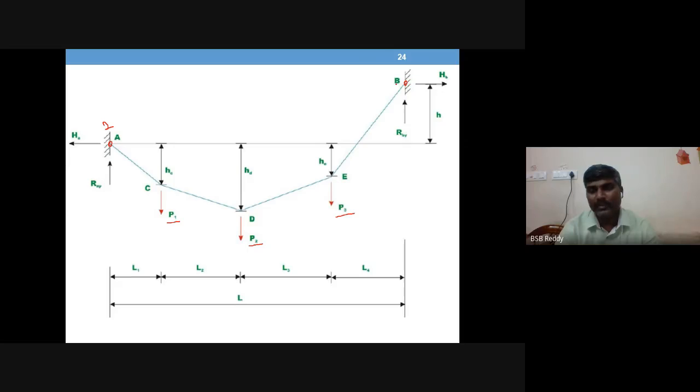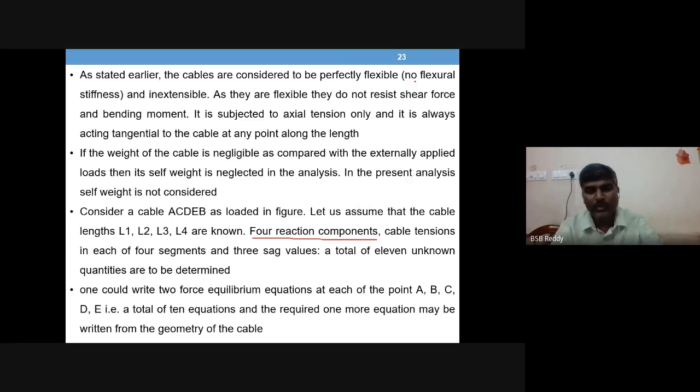That's why, if there should be a moment reaction, the cable shall be tangent to this horizontal line. Then only you expect a moment reaction. Okay. So as there is no moment reaction, the cable deflected down to a stable shape. Okay. So 2 reactions here. So 2 and 2. Total 4 reaction components.